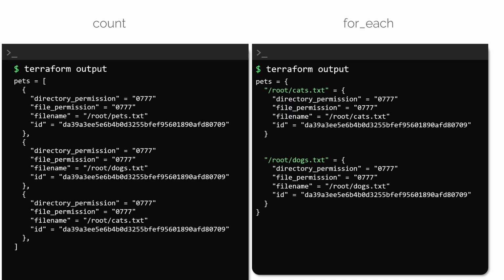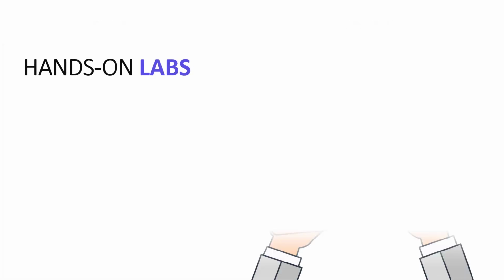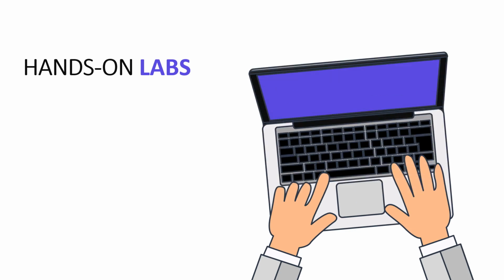There are a few other meta arguments in Terraform, such as provisioners, providers, backends, etc. We will see that later in this course. Now, let's head over to the hands-on labs and practice working with the foreach meta argument in Terraform.